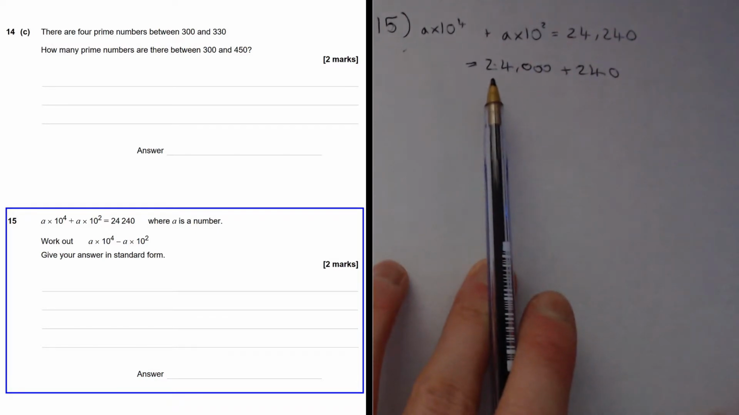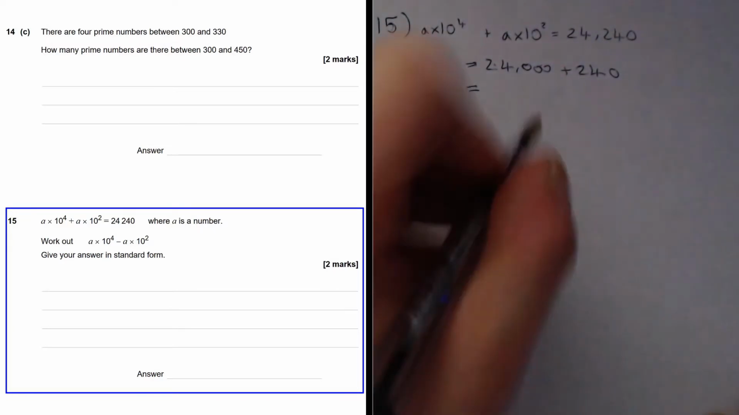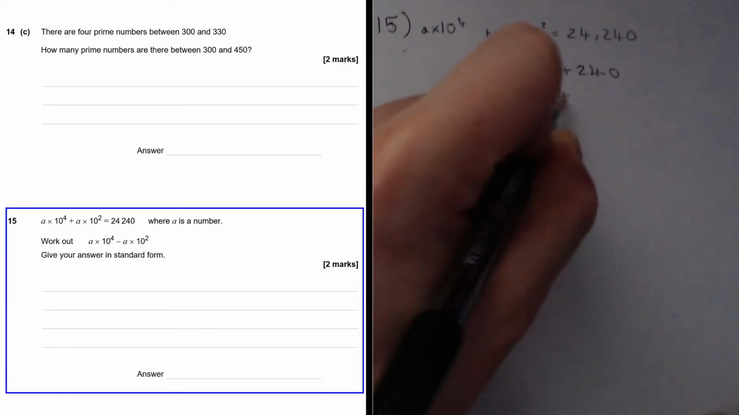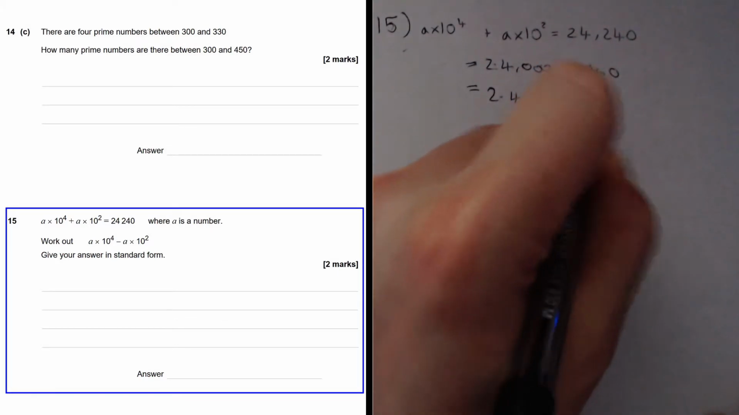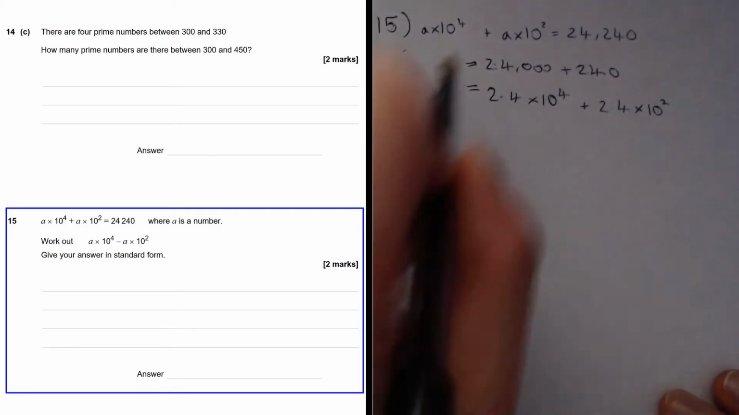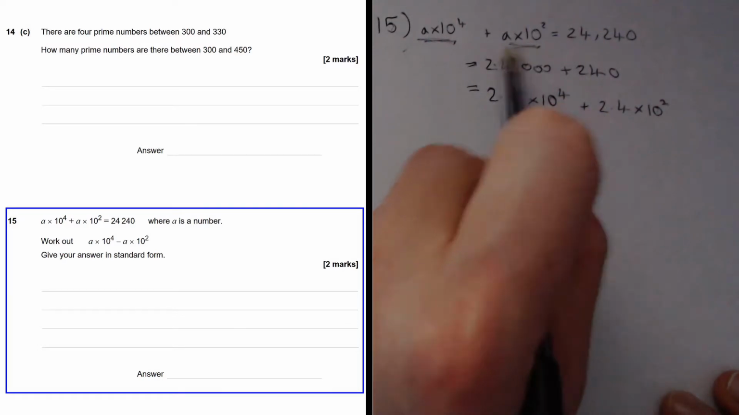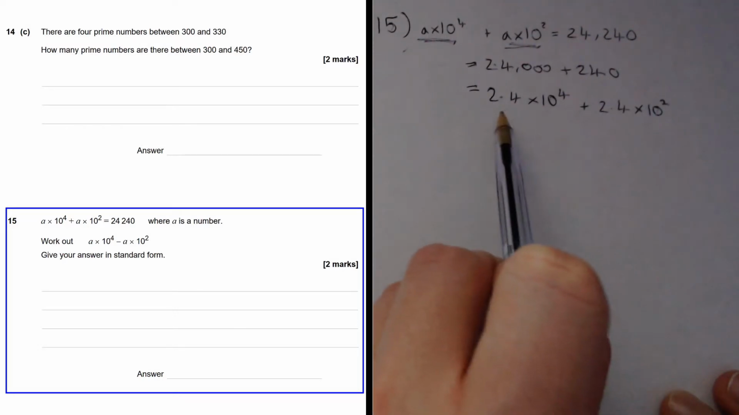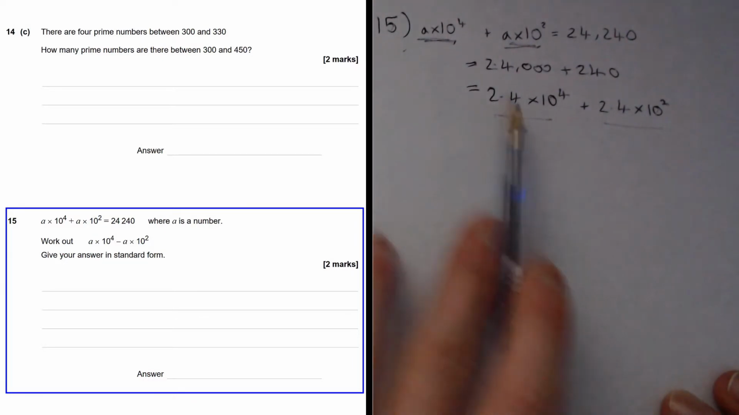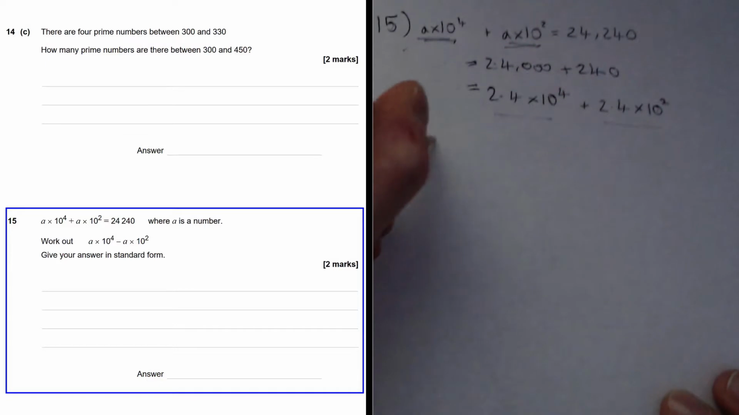Because I know I can write this in terms of 10 to the power something, and write this in terms of 10 to the power something. In fact, 24,000 is going to be in standard form 2.4 times 10 to the 4, and 240 in standard form is going to be 2.4 times 10 to the 2. This is interesting, because here, on the left, we've got something times 10 to the 4, plus the same something times 10 to the 2. And on the right hand side, we've got something times 10 to the 4, and the same something times 10 to the 2. So that tells us that a times 10 to the 4 is 2.4 times 10 to the 4. In other words, a is 2.4.